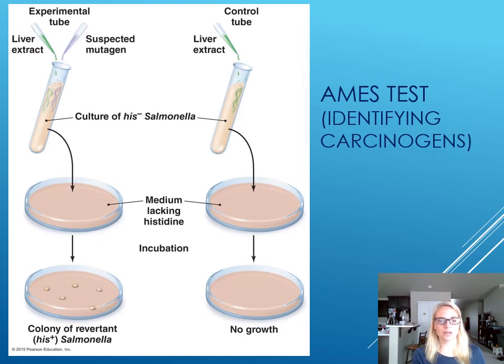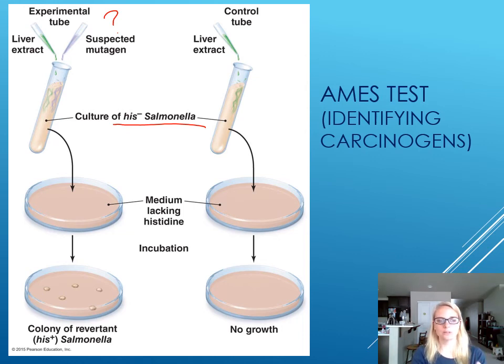So this particular test uses an auxotroph called His-negative Salmonella. What that means is it's a strain of Salmonella that is an auxotroph that cannot make its own histidine. So it's lost that operon, or the ability to make its own histidine. So the experiment goes, let's have a suspected mutagen. This guy here, does it cause DNA mutation? We don't know. Let's test it.